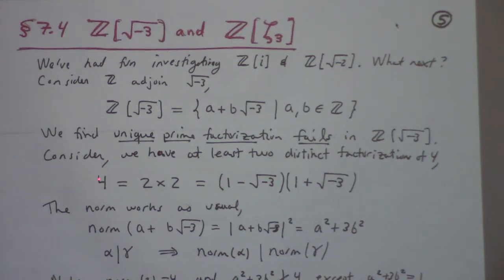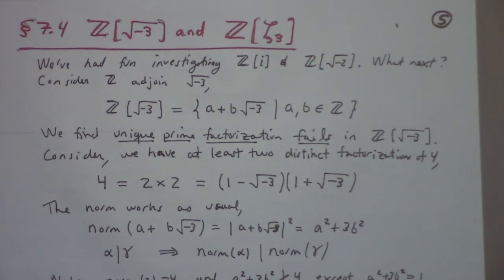I've got 4. You can write 4 as 2 times 2, but you can also write it as 1 plus root minus 3 times 1 minus root minus 3, that is, 1 plus or minus the square root of minus 3. And these are all primes, and these are not associates. These are inequivalent primes. And so here we have 2 distinct factorizations of 4 into primes. So prime factorization, as we usually understand it, falls apart in this ring. And so if you tried to make analogous arguments, as we did for root minus 2, over root minus 3, you'd be wrong.